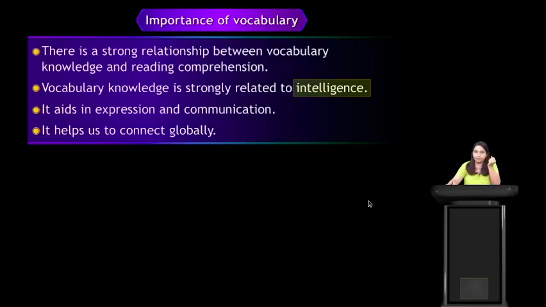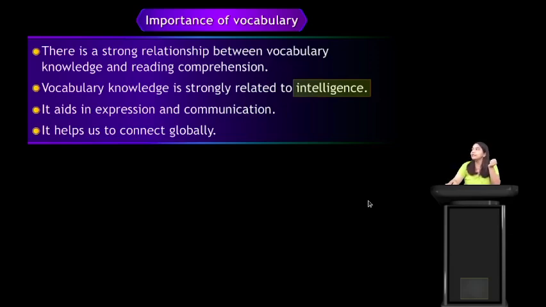There are points telling us why vocabulary is important. The first one is that there is a strong relationship between vocabulary knowledge and reading comprehension. Second, vocabulary knowledge is strongly related to intelligence. Third, it aids in expression and communication.